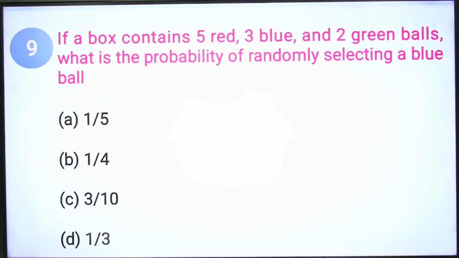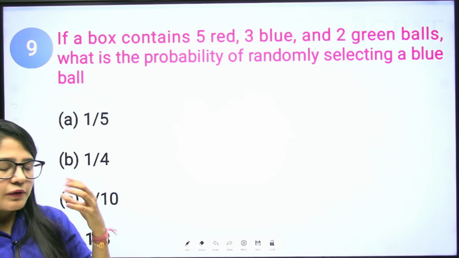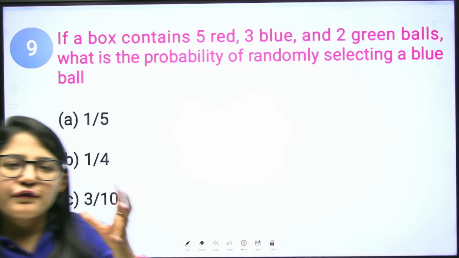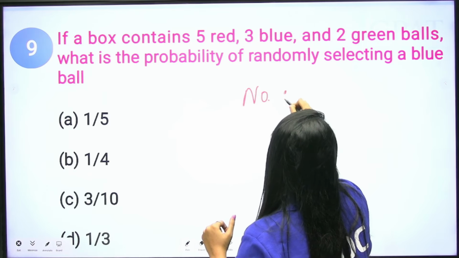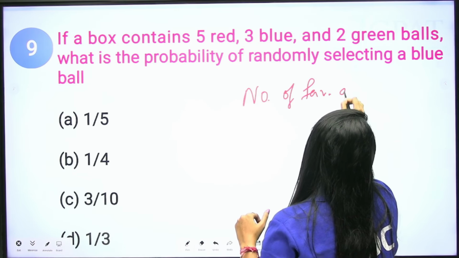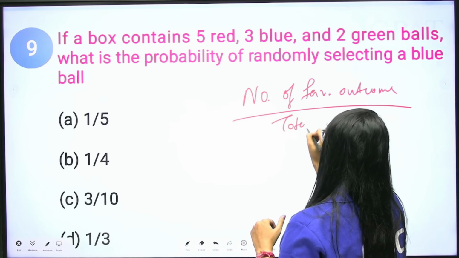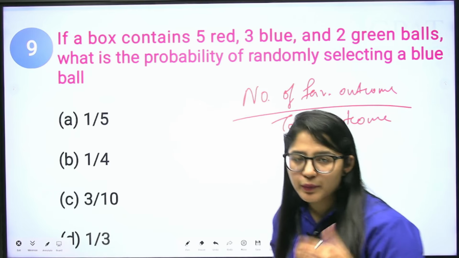Now, next question. If a box contains 5 red, 3 blue and 2 green balls, what is the probability of randomly selecting a blue ball? Okay, so what is the formula to find the probability? That is the number of favorable outcomes upon the total outcomes. This is your formula for finding a probability.